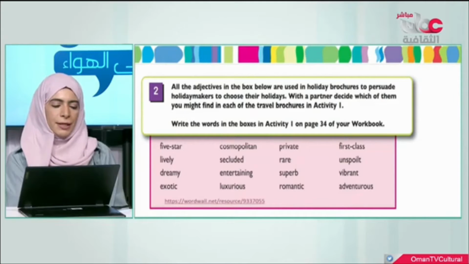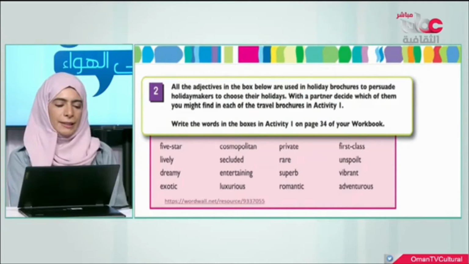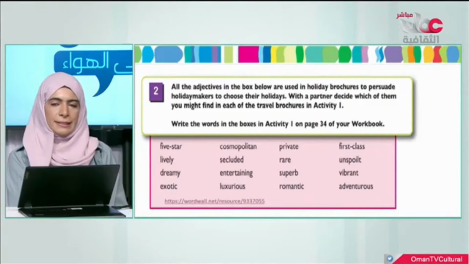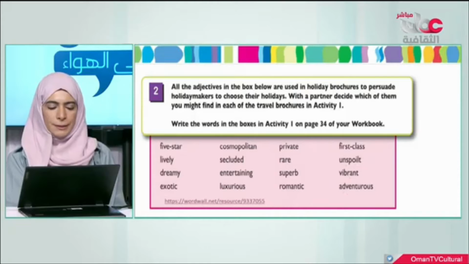Before we start, let us read the words together, and then we'll check the meanings just to make it easier for you. Five-star, clear, lively, dreamy, exotic, cosmopolitan, secluded, entertaining, luxurious, private, rare, superb, romantic, first class, unspoiled, vibrant, and adventurous. Most of the words are common, but I chose some of the rare words just to highlight the meaning before we start doing the activity in the workbook.